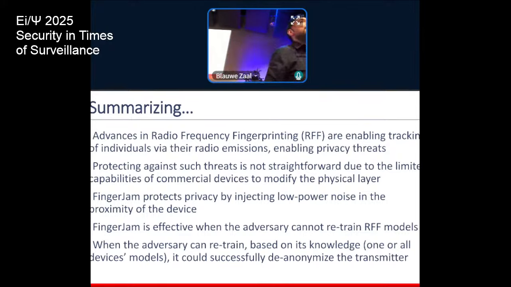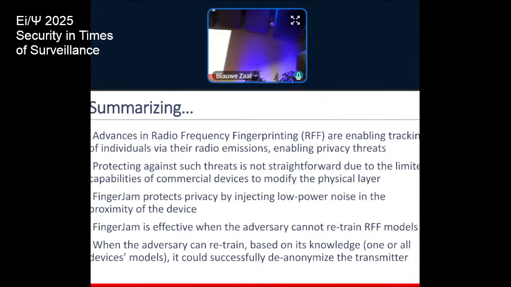It works to a limited extent. It can work depending on the device, if the adversary only knows one and tries to follow you with that one. But if the adversary knows everything, as we saw in the previous results, basically it doesn't work. If he knows everything and is able to retrain his models.